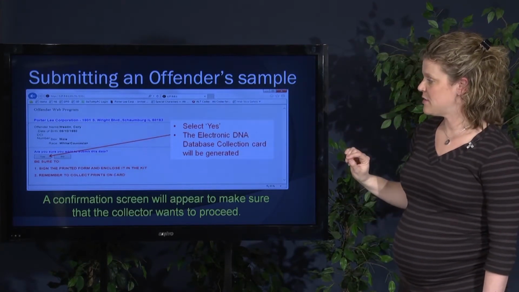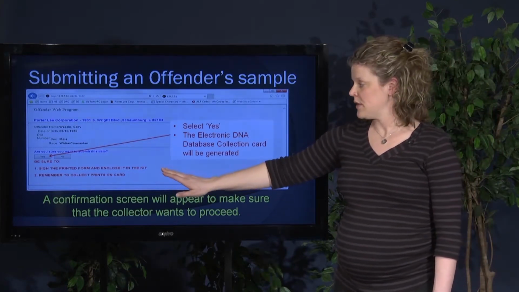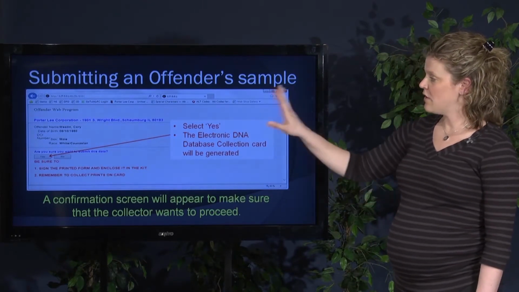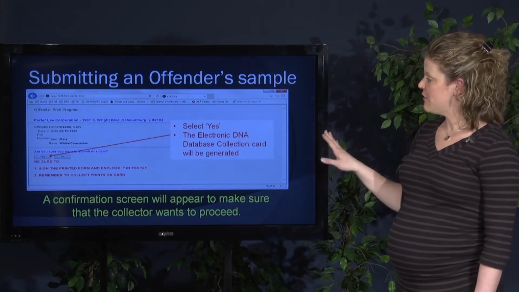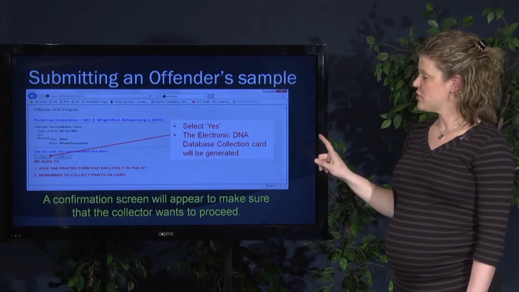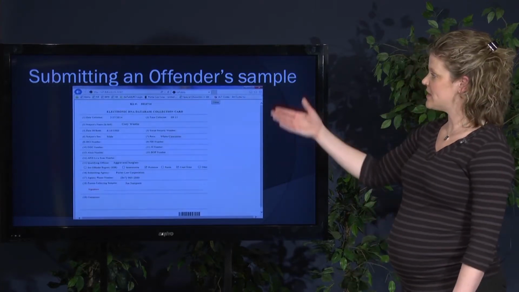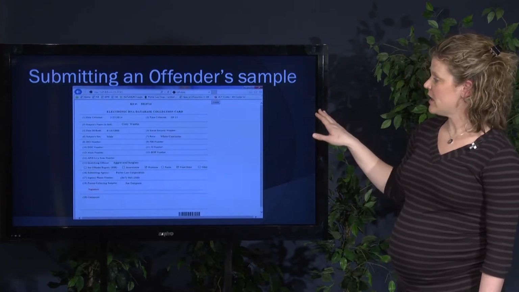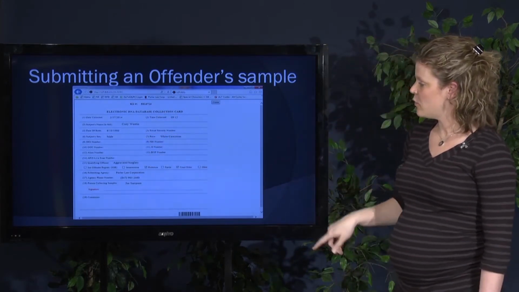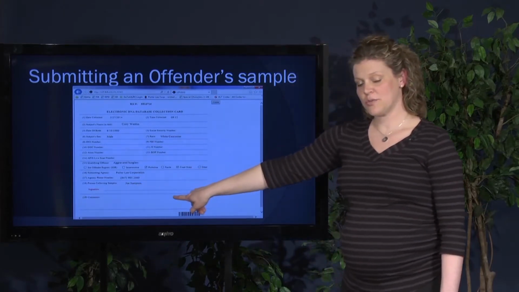A couple of reminders at the bottom before you hit yes. We want to make sure you sign the form and collect prints on the back of the card. So all of that information is correct. Everything's ready to go. Go ahead and select yes. An electronic database card will be generated. That's what this is here. We've got the offender's information on this card. We also have the person collecting the sample, and their signature is required here.